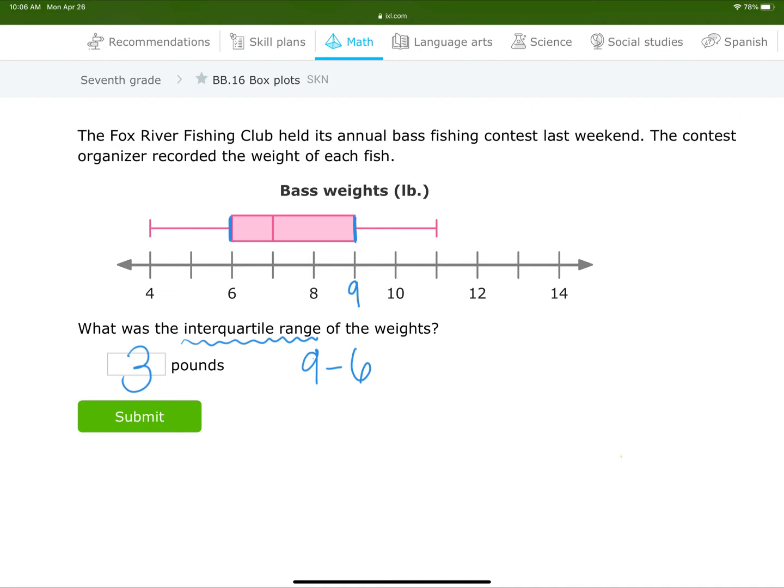So that's how they range. The majority of the fish range within 3 pounds. And that's it.